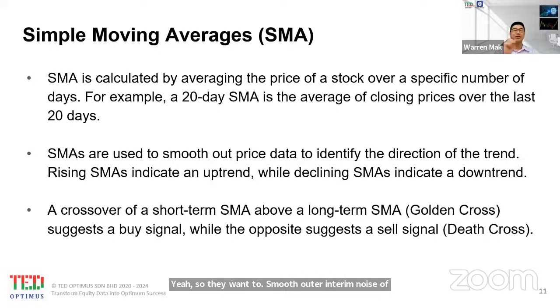And this is a good thing, after I will show you in a chart. The crossover of a short-term SMA above a long-term SMA, we call it a golden cross, suggests a buy signal, while the opposite suggests a sell signal. That means if the short-term SMA cuts from above and goes through a longer-term SMA, this is called a death cross. So from the name, golden cross is like you get a pot of gold. Death cross is not something good. Later on, we use a chart to show. Okay.